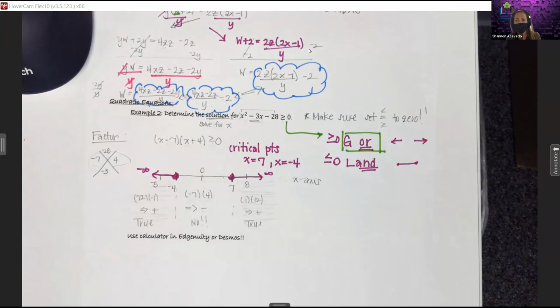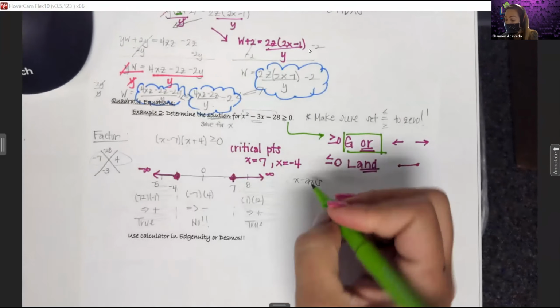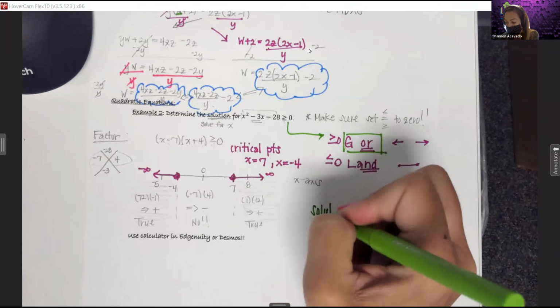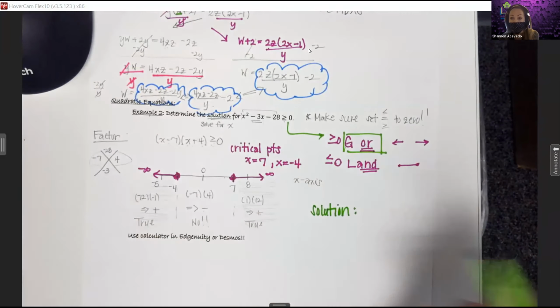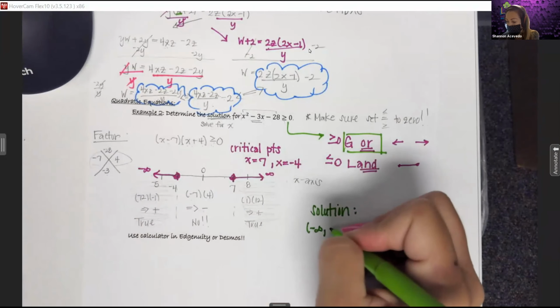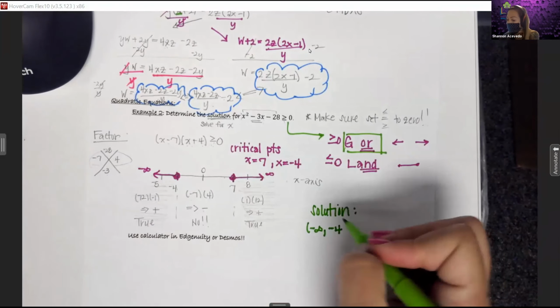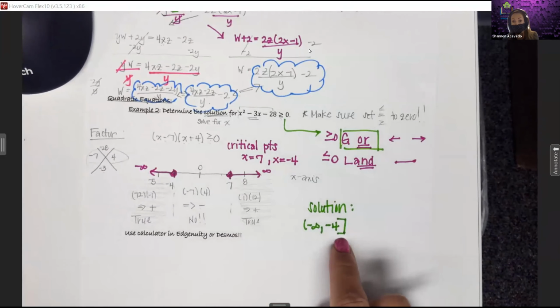But what I didn't do yet is actually write out my solution. What does that look like? Well, here's the piece we're missing. If these are my solution, what does that look like? Since it's pointing to negative infinity, I would say negative infinity to negative 4, and it's going to be this type of bracket. This bracket right here means it includes it.